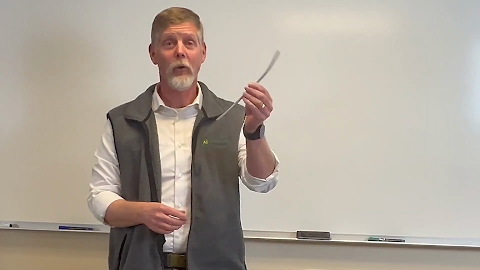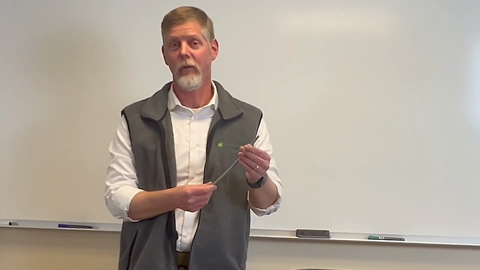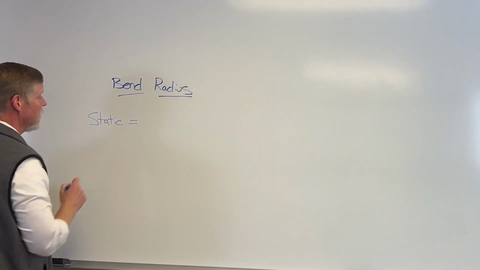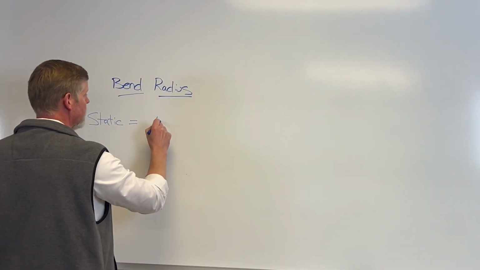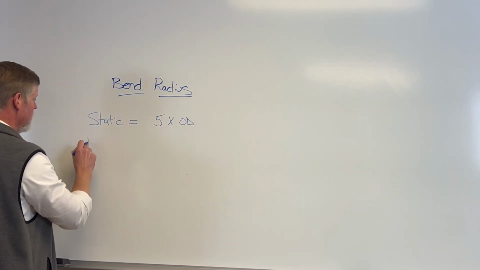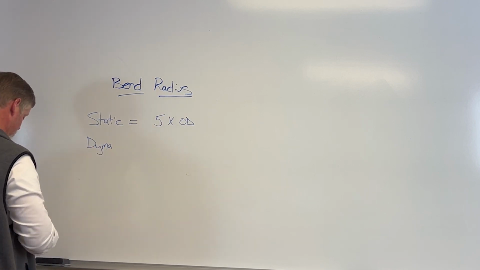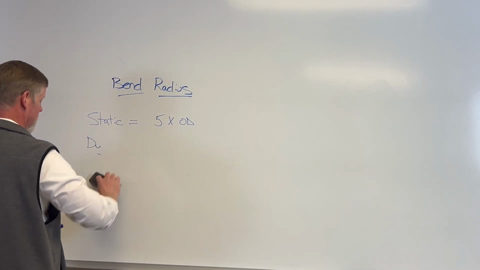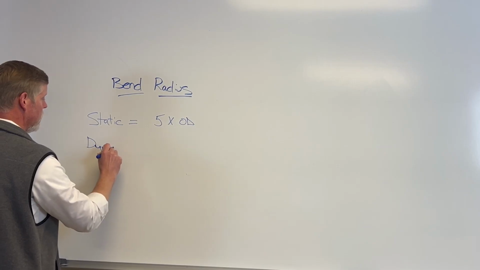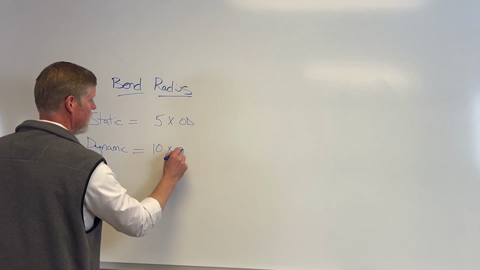So let me explain. Here we have a cable. The OD of the cable is roughly 0.250 inches. So when we're talking about bend radius, we have static and dynamic. Generally speaking, and every application can differ, the bend radius for static is 5 times the OD, or diameter. And if you're going to be repeatedly flexing that, it's 10 times the OD.